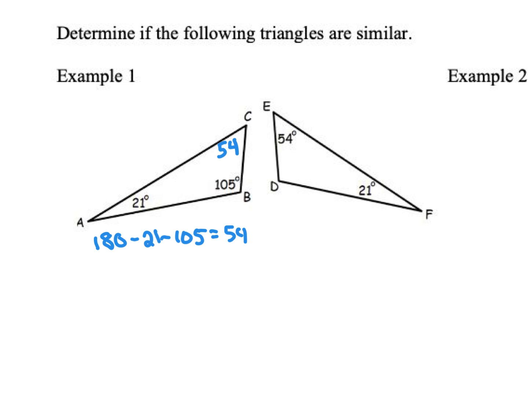Now let's do the same thing with the second triangle, except for the stuff that's given to us. We're going to say 180 minus 54 minus 21. Grab a calculator, put that in there. 180 minus 54 minus 21 is 105. So this is 105 degrees. Now let's see if they match up. Here is 21, here is 21. Here is 105, here is 105. Here is 54, here is 54.